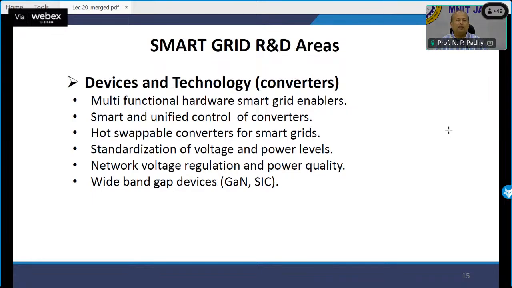Device and technology: multifunctional hardware as smart grid enablers, smart and unified control of converters, hot swappable converters for smart grid, standardization of voltage and power levels, network voltage regulation and power quality, wide band gap devices, that is GaN.